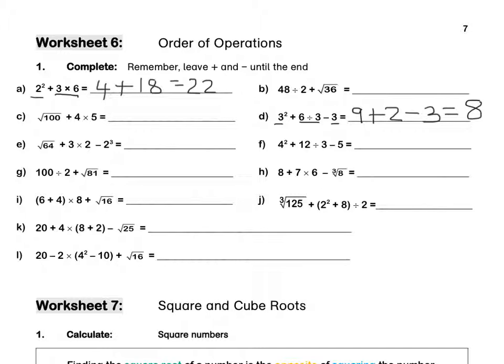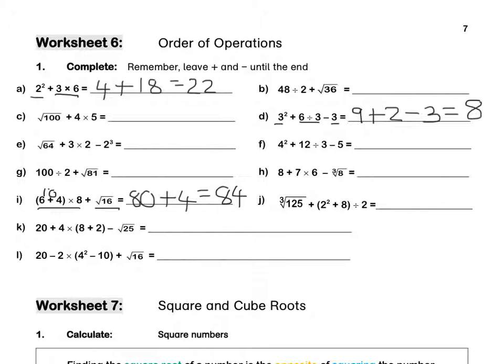Lastly, let's look at I together. We have brackets times 8. Then we need to plus the square root of 16. So, the answer to our brackets is 10. Now, 10 times 8 is 80, plus the square root of 16 is 4, to give a final answer of 84.